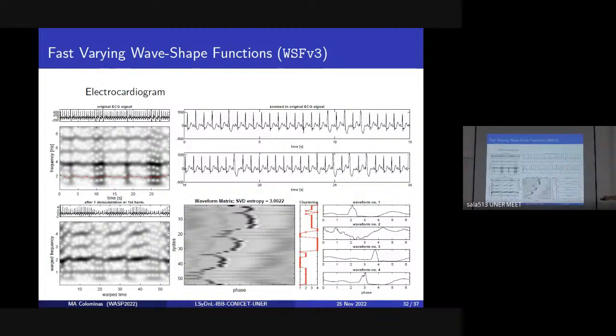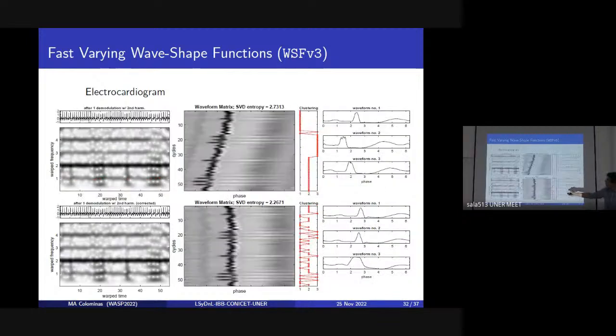I don't like this matrix because there is a lot of shifting and the SVD entropy is high. If instead of using the fundamental, you use the second one, you find something like this, which is better, but still you have some shifting. So you can correct that. You say, okay, I use the second one.